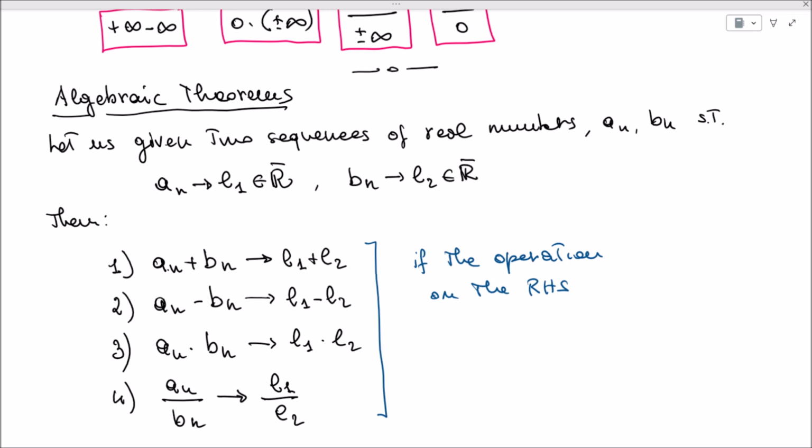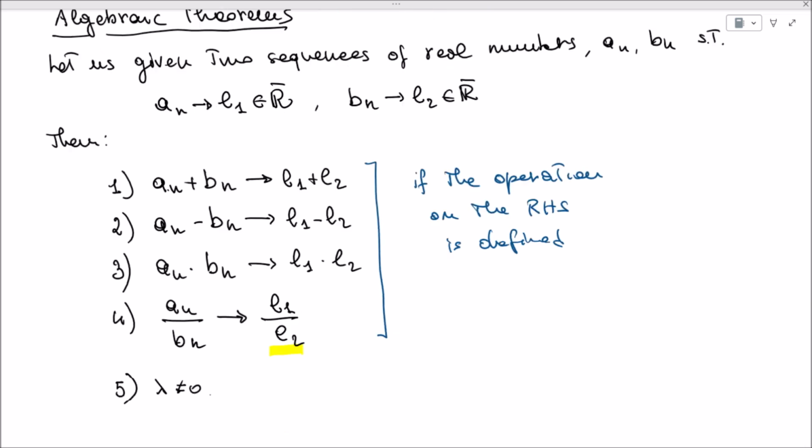So this is like saying, for example, that this fourth theorem saying that an divided by bn tends to L1 divided by L2 only if L1 divided by L2 does not fall in one of these undefined cases. We have another proposition that is part of the theorem saying that if lambda is a real number different from 0, then this implies that lambda an tends to lambda L1. Okay, before starting the proof of the theorem, let's make some observation. Okay, so let me start with the observation 1.